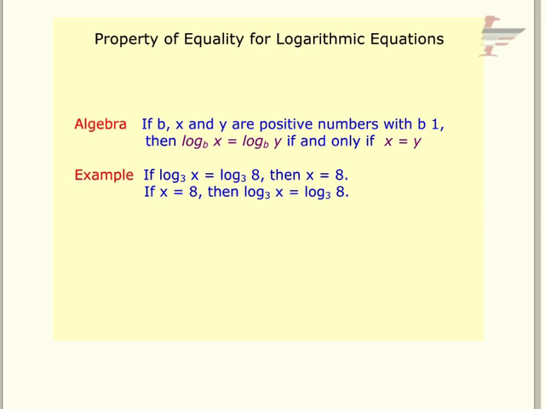So you are probably okay with the fact that if I take log base b of x and say that it equals log base b of y, if the bases are the same, b and b, then you know x and y have to be the same. So looking at a simple example, if I have log base 3 of x equals log base 3 of 8, of course the only thing that makes sense for x is that it has to equal 8, otherwise those logs aren't equal.